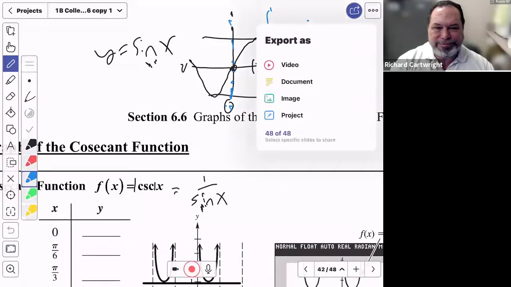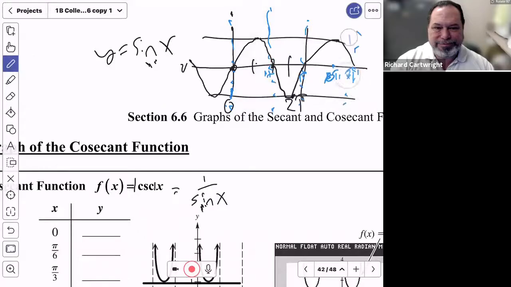Why is it processing? I didn't do that. So you label where those asymptotes are.